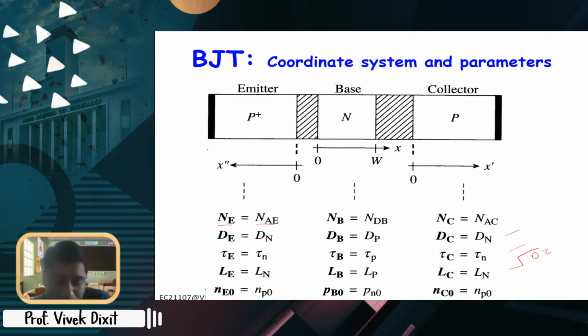And for minority carrier concentration, Ne will be n in the P type emitter. Similarly, Pb will be the hole concentration in the N type base, and Nc naught will be the electron concentration in the collector. So just remember these things: the doping, diffusion coefficient, lifetime, diffusion length, and the minority carrier concentration.